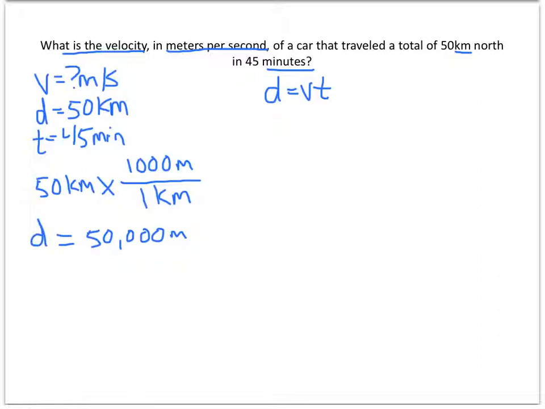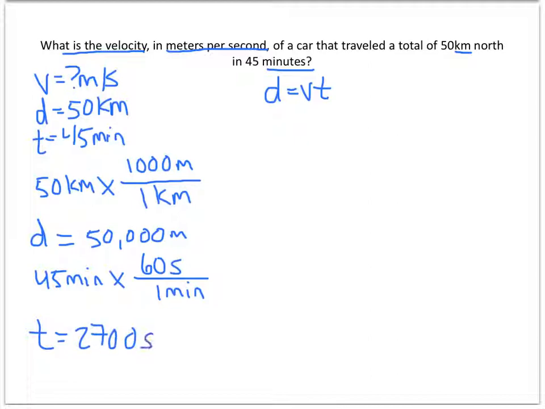I have to convert my time variable now, so 45 minutes times 1 minute is 60 seconds, and that equals a time of 2,700 seconds. So I've got that variable and that variable as new ones. Let's actually just box them.